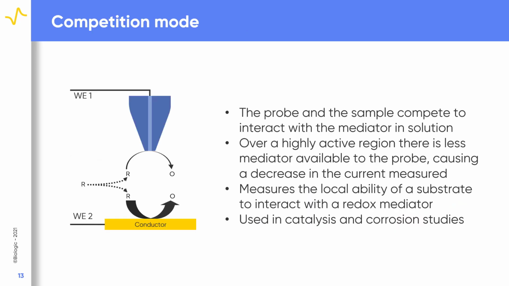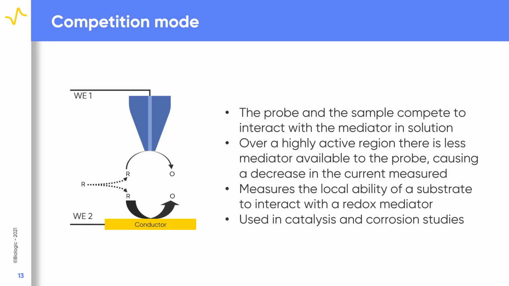The final mode we will discuss is competition mode. In this case, the probe and the sample compete to interact with the same mediator in solution. The sample may be naturally active towards the mediator, or it may be biased to take part in the same redox reaction as the probe. When the probe is over an active area of the sample, there is less or no mediator available to interact with the probe. This causes a decrease in the measured current.